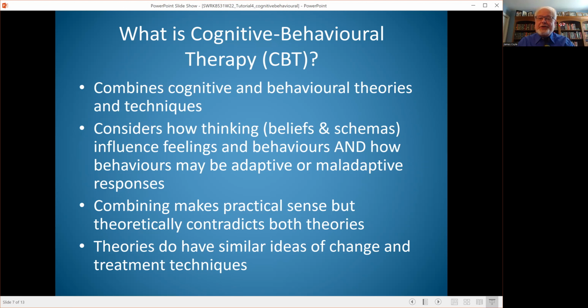theoretically contradicts both theories, since the behavioral theory says it's conditioning that's key, and that's what we need to take a look at. And the cognitive part says, no, it's thinking that's key, and we have to look at changing thinking. Those are two different things, but they do have similar ideas of change and treatment techniques, so they do tend to go together, because it's all about identifying what is maladaptive, what's not working, identifying an alternative, either thinking or behavior, and practicing it over and over again, and then using it in the situation to see about changes. And so they do fit together very well, practically speaking.